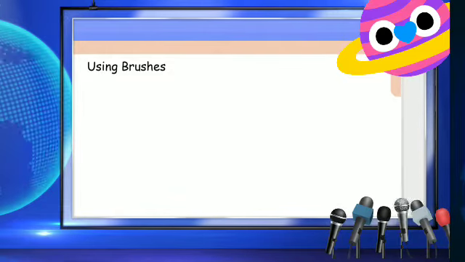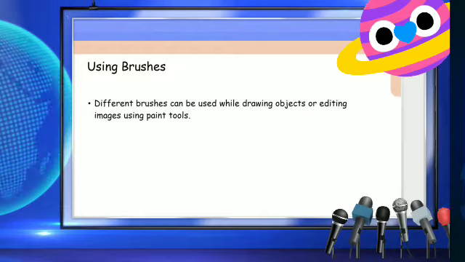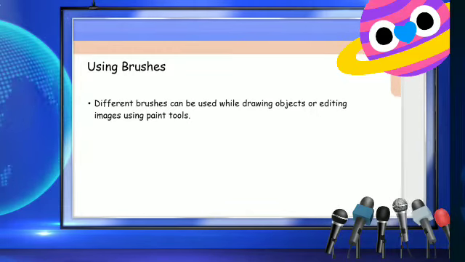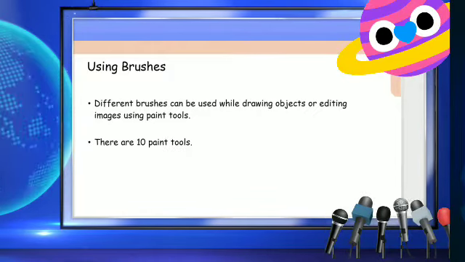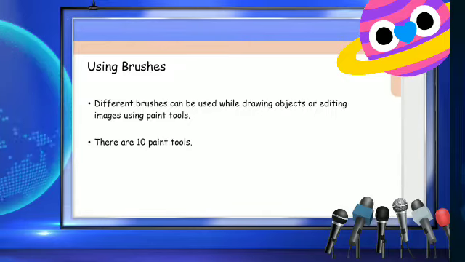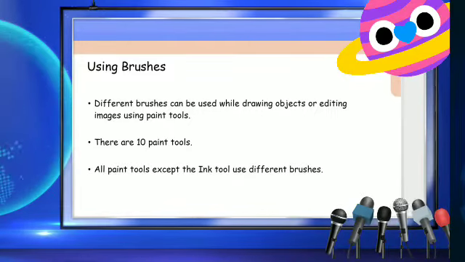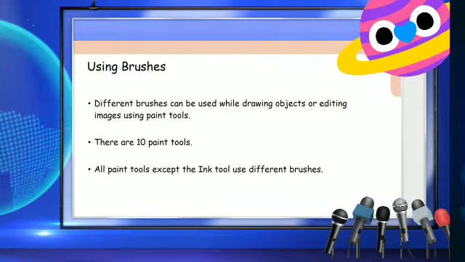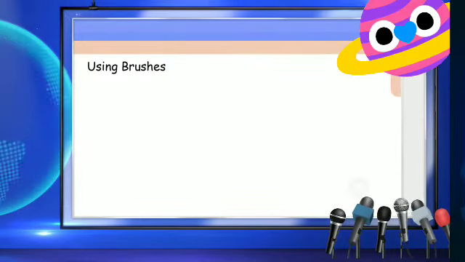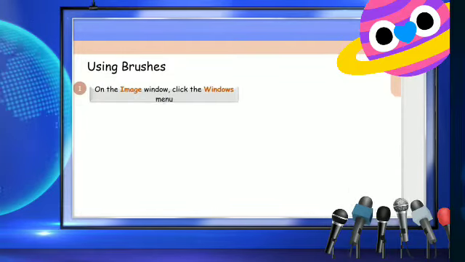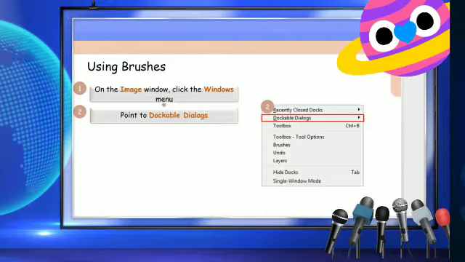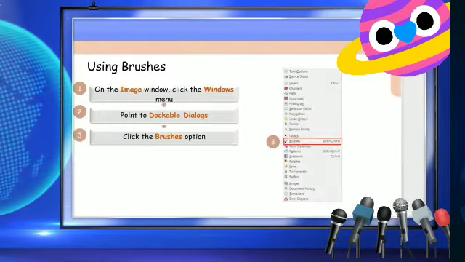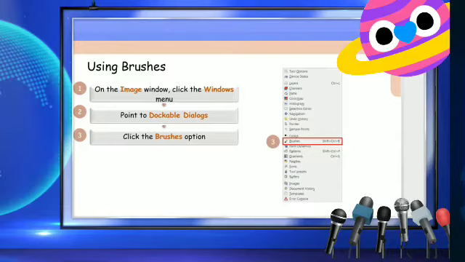Next, using brushes. Okay students, so different brushes can be used while drawing objects or editing images using paint tools. There are 10 paint tools, students. Okay, all paint tools except the ink tool use different brushes. Okay, and next, using brushes. On the image window, click on the window menu, point to dockable dialogs, click the brushes option.